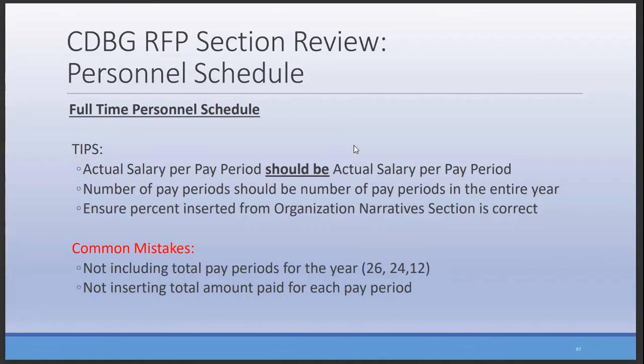Common mistakes are not including the total pay periods for the year. If you get paid bi-weekly, there would be 26 pay periods. Bi-monthly, 24 pay periods, and monthly, 12 pay periods. Not inserting the total amount paid for each pay period is another common mistake.